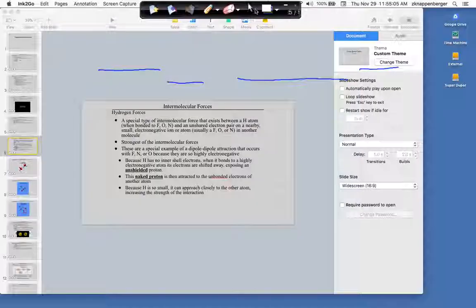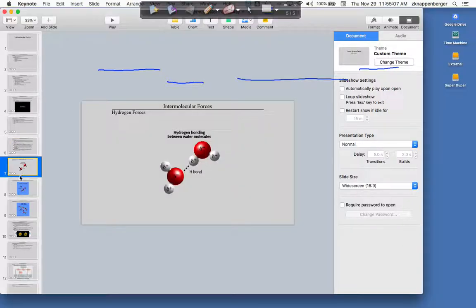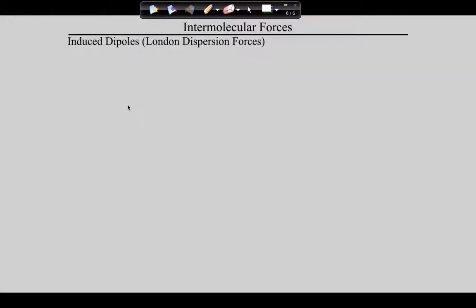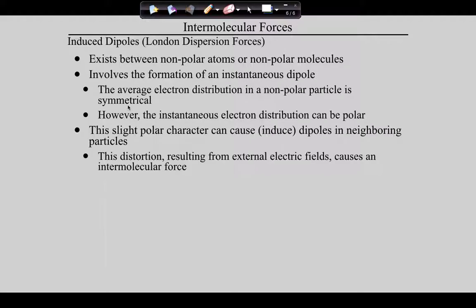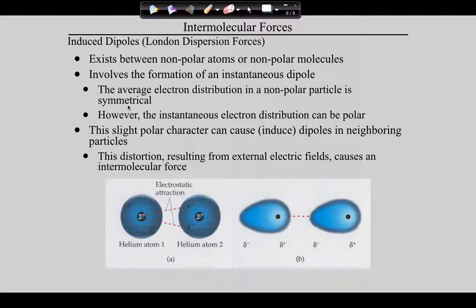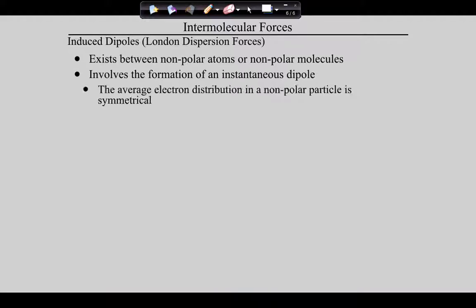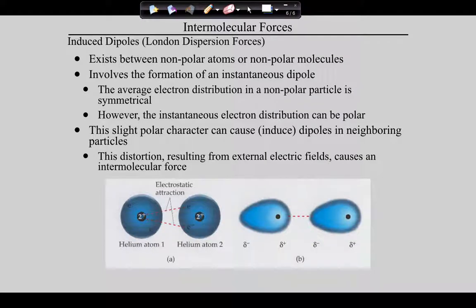And guys, a good representation of that can be seen here. This is the idea. So here, this is helium, but the thought sticks that we've got these seemingly symmetrical distributions of electrons. But if this one at any moment is lopsided, it causes the other one to be lopsided.